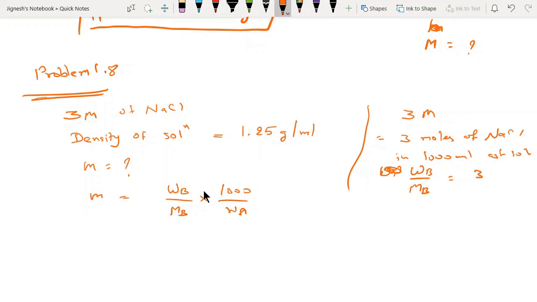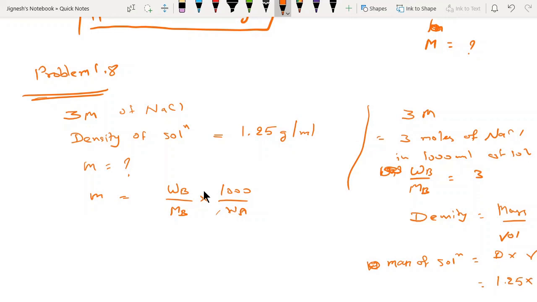Now the density is given to us, so density is equal to what? Density is equal to mass upon volume. I need the volume of WA. So first I need to find the mass of solution. So I will write mass of solution is equal to density into V. What is density? Density is given 1.25, and how many ml is it? 1000 ml.